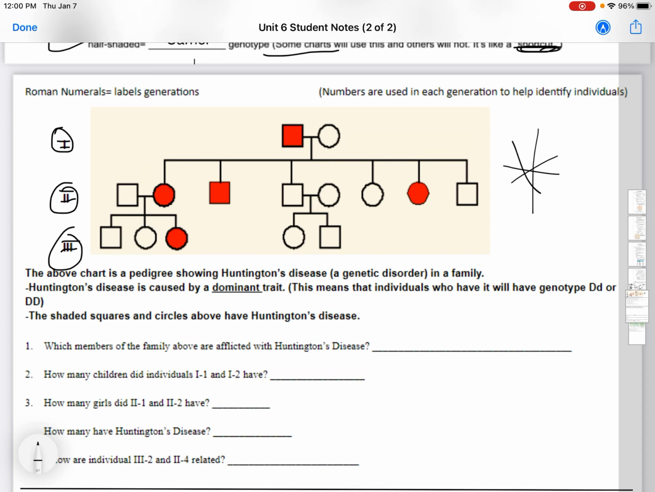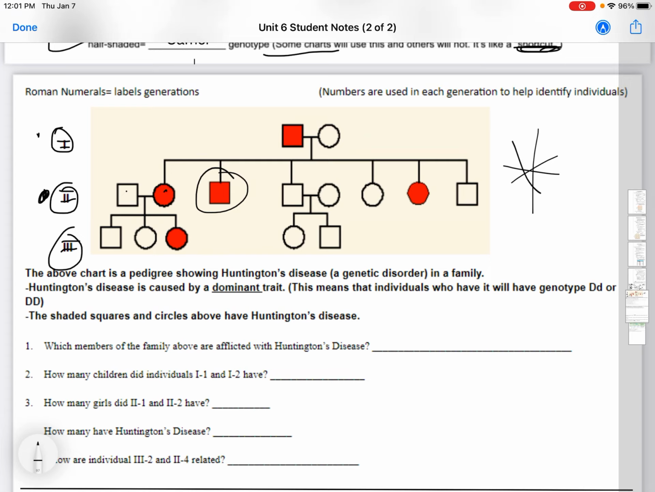So if we were talking about it, a way that we could communicate about it without having to pinpoint on it, we could say individual 2C. Okay, and that would tell us we come down to Roman numeral 1 and 2. So we're looking at this generation. And then we would just go over the page A, B, and C. So that individual right there.